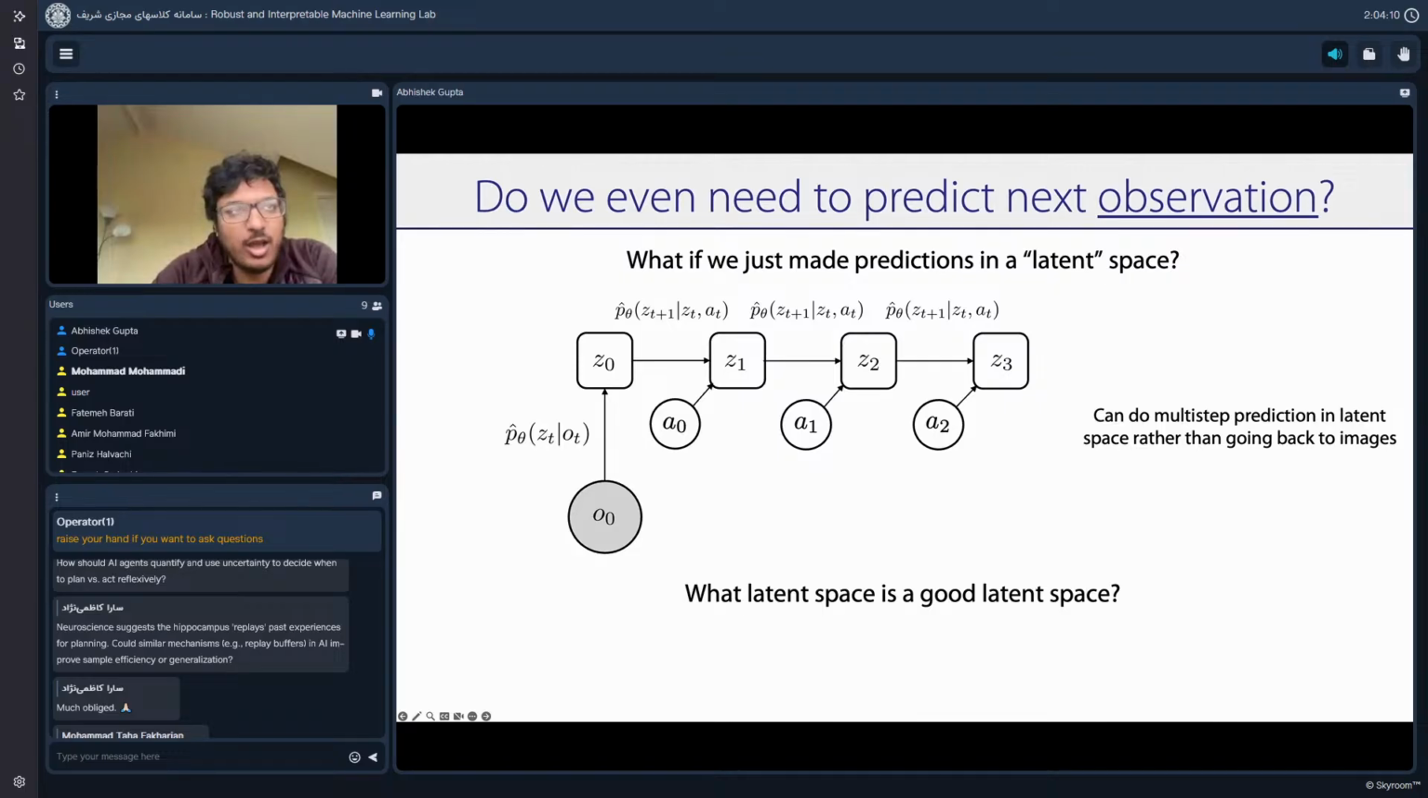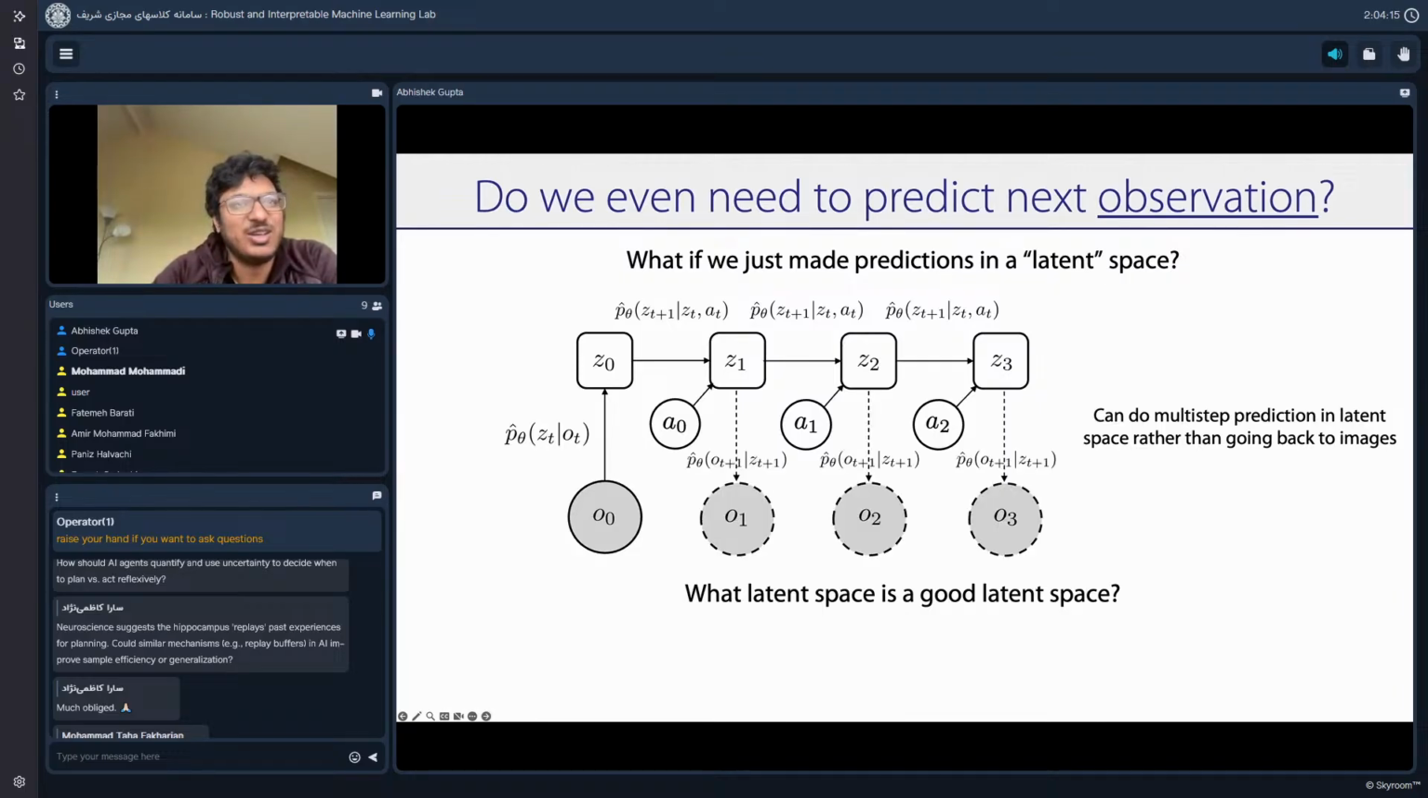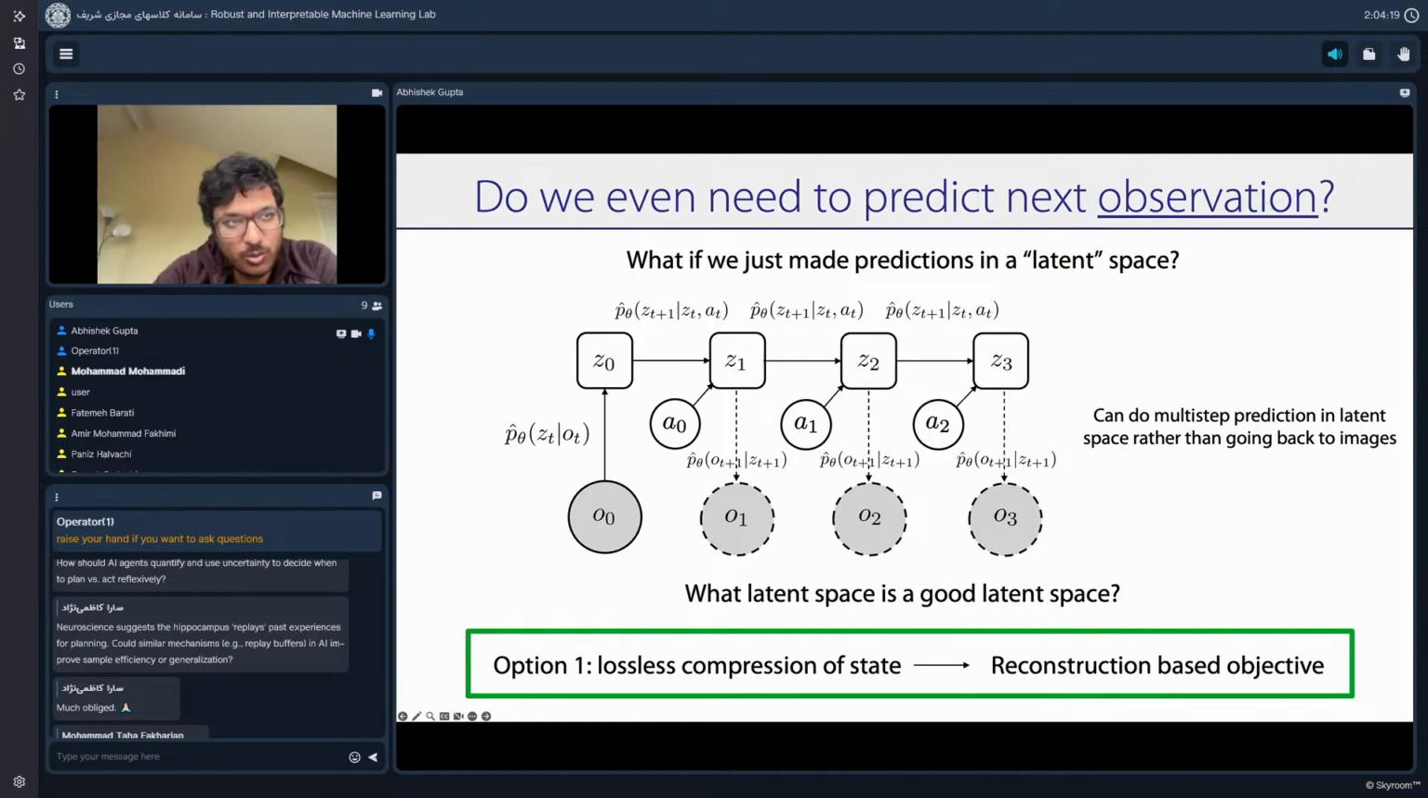The challenge here is, how do we know what latent space is a good latent space? And so, a natural one that is often used is lossless compression, which is often called reconstruction. Right? So, in reconstruction, you say good latents in the future are able to reconstruct future observations. So, Z1 should be able to reconstruct O1, or Z2 should be able to reconstruct O2, and so on. Right? And so, we're building a model of the world. You still do predictions in latent space, but you ground the latents by using them to predict future observations, right?